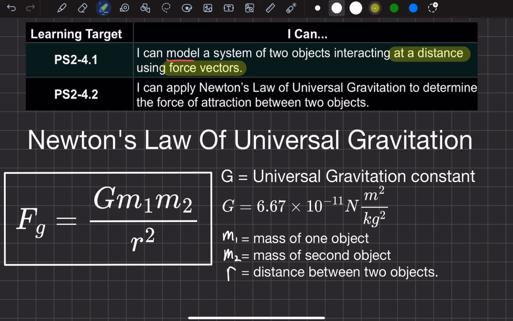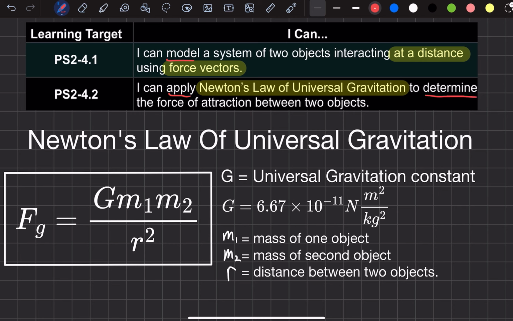For the second learning objective, we are going to be applying Newton's law of universal gravitation. That is a new term that we're going to be learning, to determine the force of attraction between two objects. So the verb for that one is that we're going to be applying an equation and determining the force of attraction between two objects. Essentially, we're going to be rearranging an equation, solving, and plugging in values.